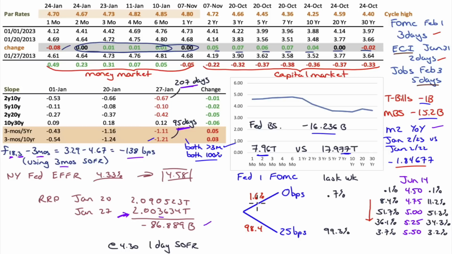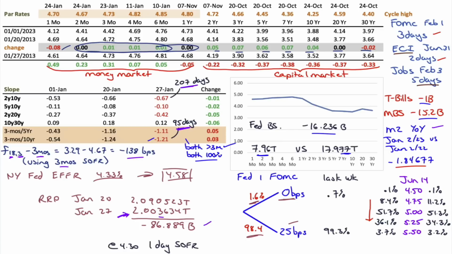February 1st, the percentage for zero has actually gone up here, 0.7 to 1.6. Very, very small, but more people are leaning towards the zero that are using the Fed funds futures. And 25 basis points, 98.4, down from 99.3. I don't see a zero happening.